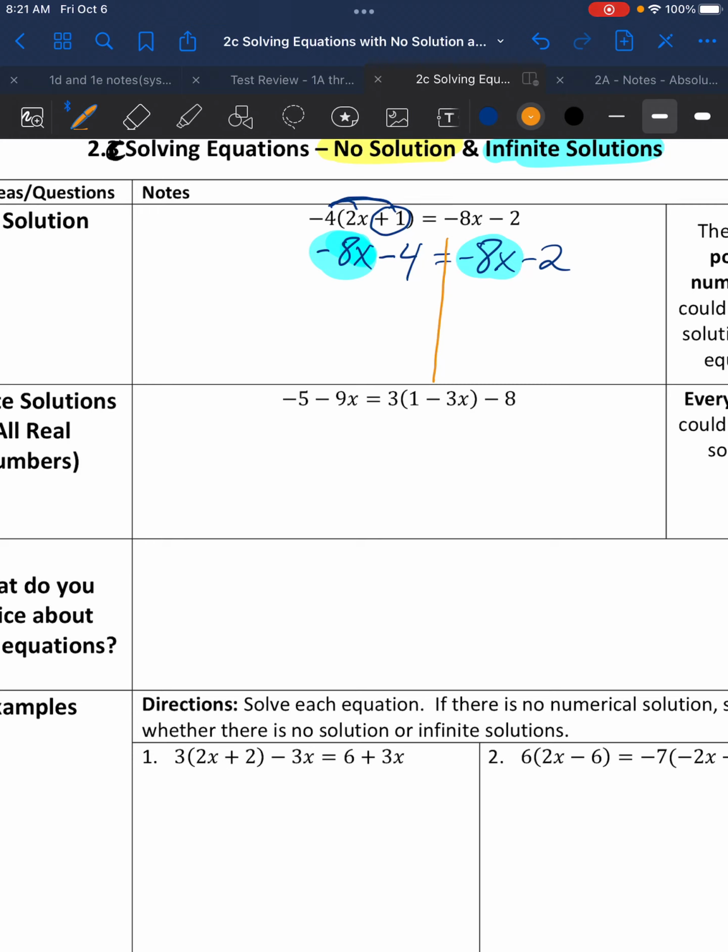So if my like terms are on opposite sides of the equal sign, I need to do the opposite operation. So we have that this is a subtraction or negative, so we're going to add 8x. And then we're going to add 8x to the right side. It just so happens when we add 8x to negative 8x, that goes away. That's 0. The negative 8x plus 8x is 0. The negative 4 will come down, and the negative 2 will come down.